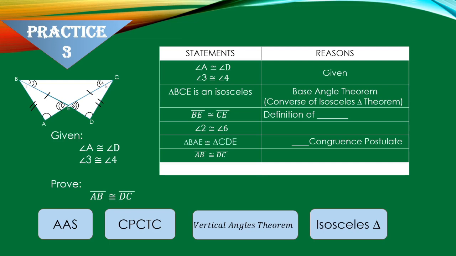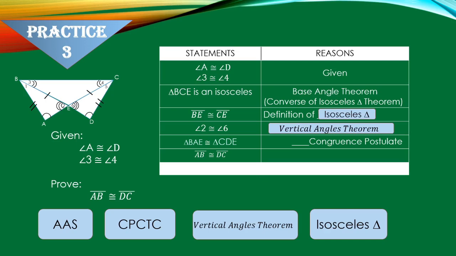Reason, converse of isosceles triangle theorem. Statement number 3. Segment BE is congruent to segment CE. From the definition of isosceles triangle. Another corresponding parts that we can already mark congruent are angle 2 and angle 6. What reason can you give? Correct! The answer is vertical angles theorem.